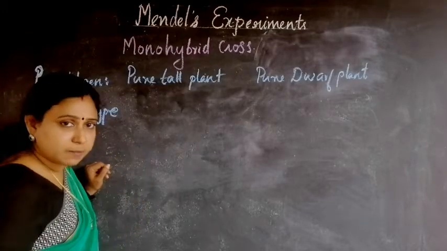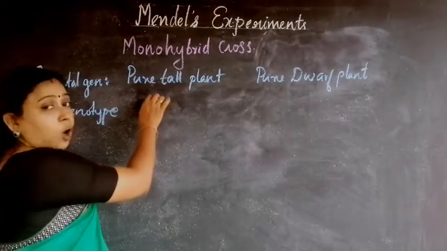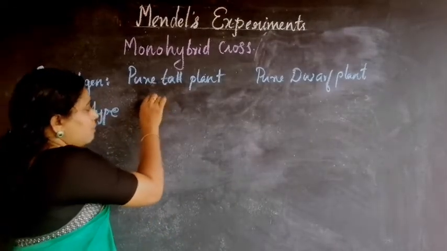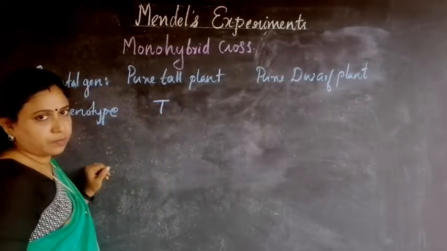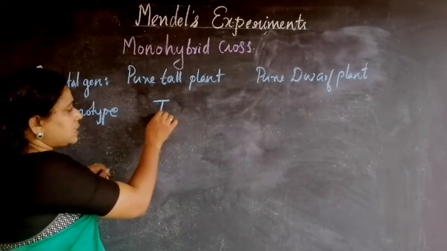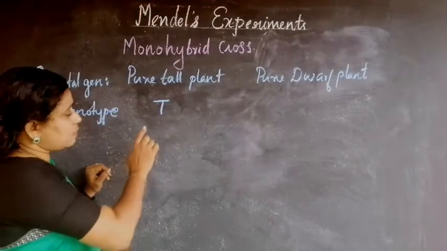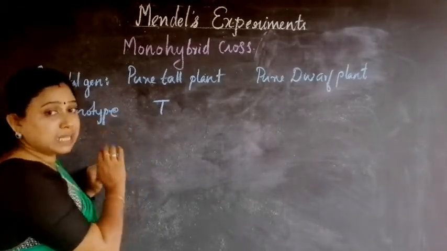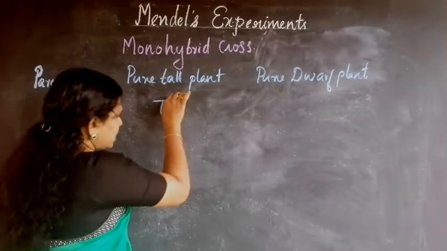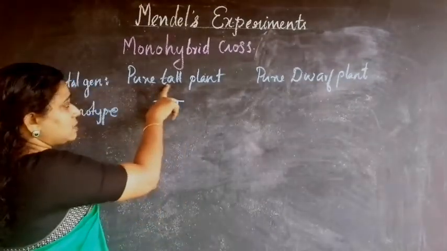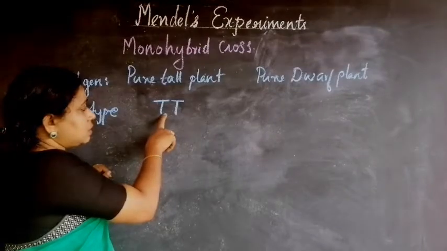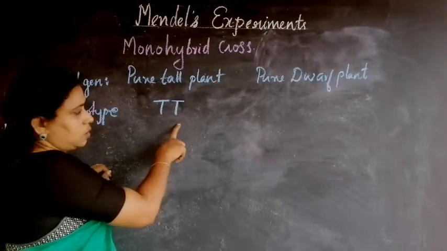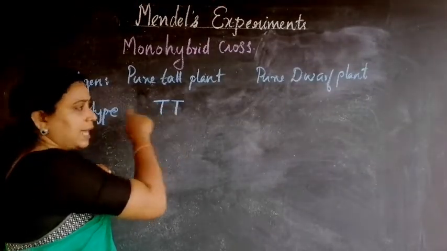And the genotype of this pure tall plant, how will you write it? For tallness, the alphabet T is used, and we cannot write a single T here. It should be written as pairs because the homologous chromosomes are seen in pairs. So for a pure tall plant, the two alleles will be tall, so capital T and capital T.